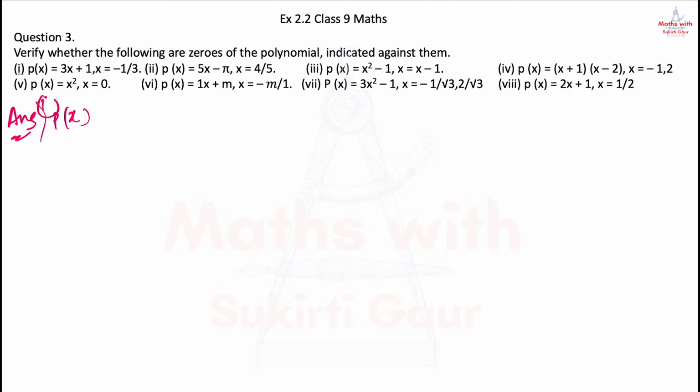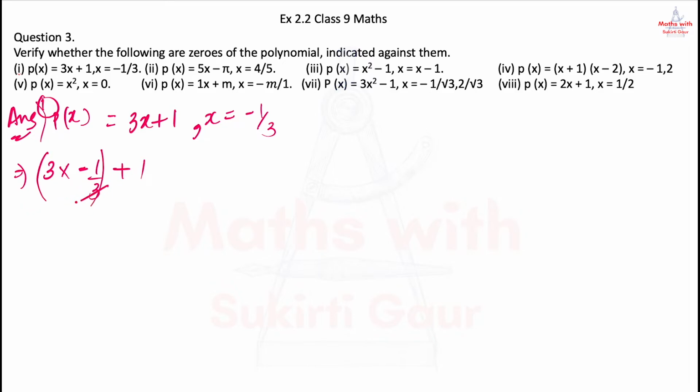Starting with the first part, we have p(x) = 3x + 1, and we are going to take x = -1/3. Now put it in the polynomial: 3 into x, x is -1/3, plus 1.